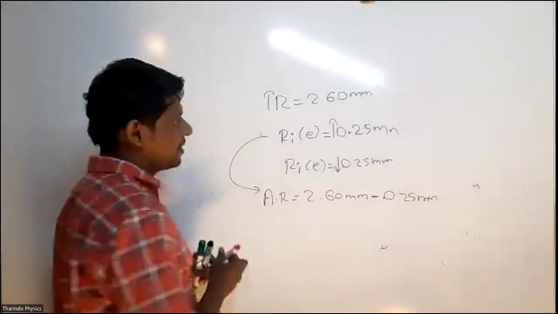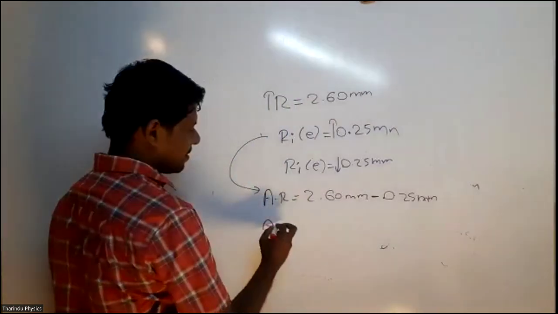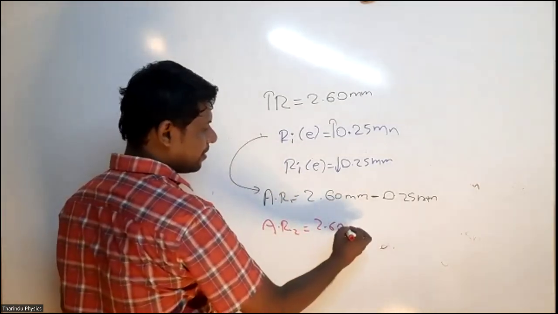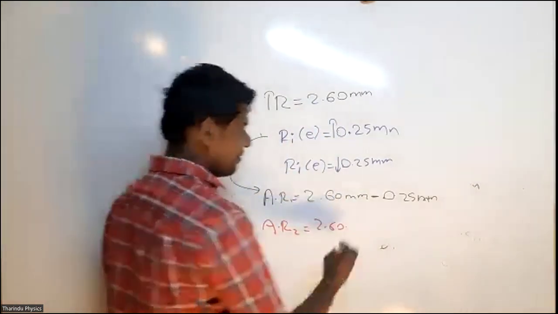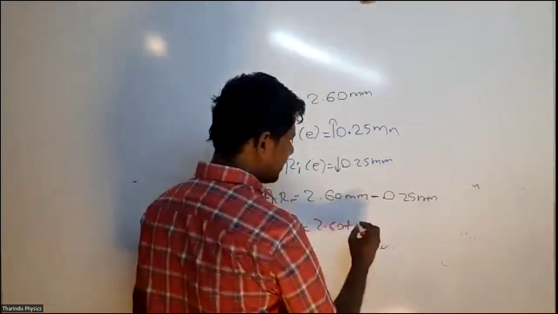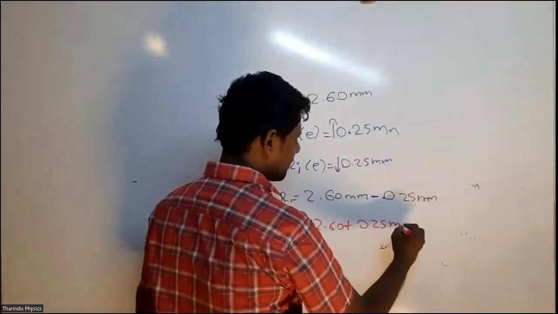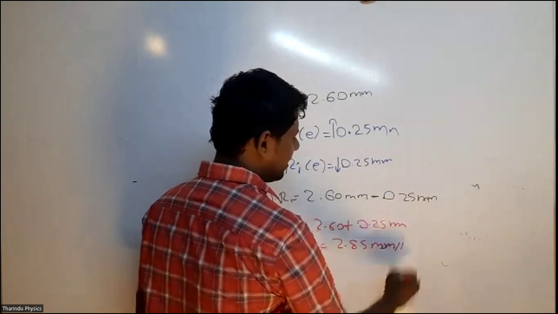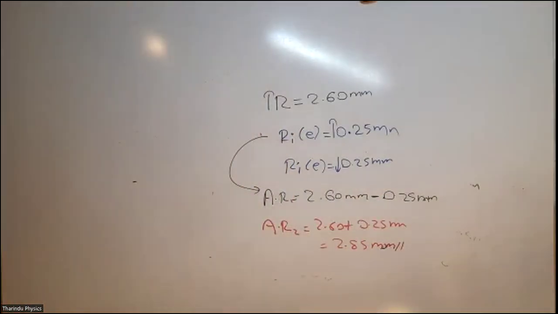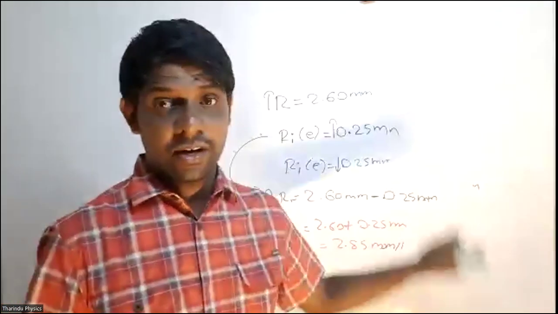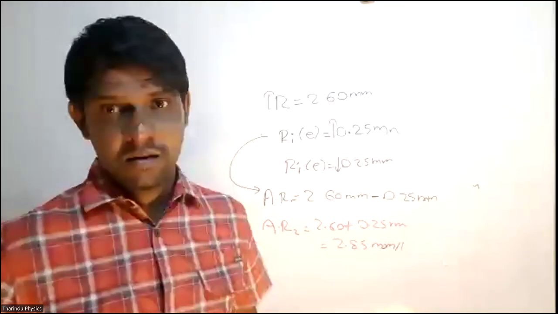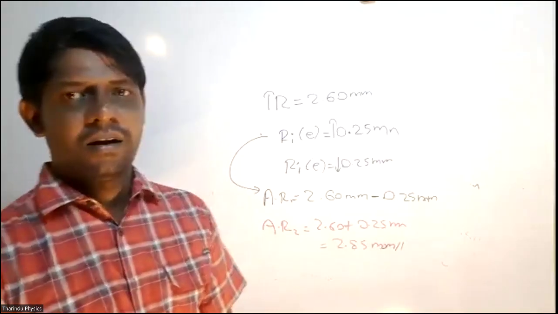Have a good look here. The actual reading is 2.60. Now there is a lower reading on the opposite side. That means you have to add, and 2.85 millimeter will be the answer. I'm sure you can understand this. Okay? Sure you can understand this.